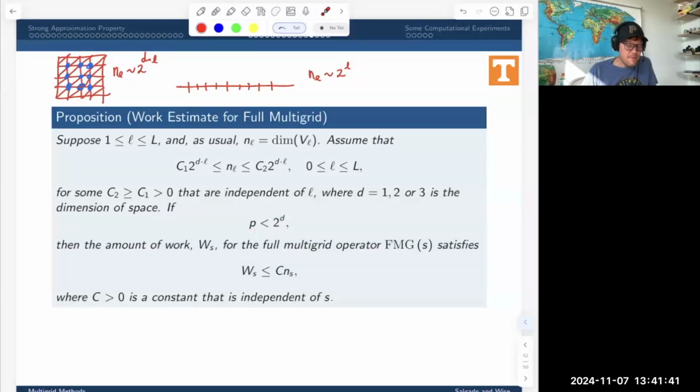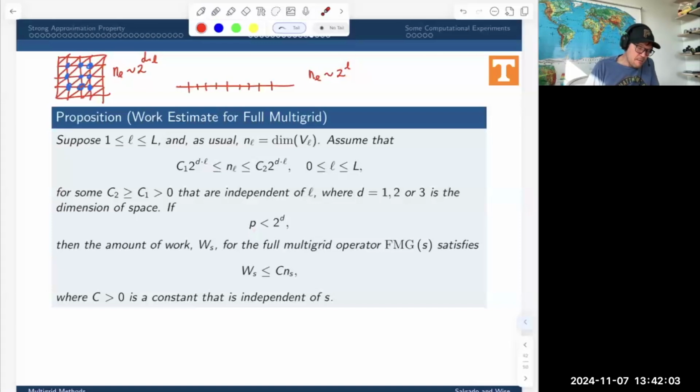So this means that the amount of work that we're going to calculate is going to be for P equals 1. And P equals 1 gives the V cycle. Otherwise, we can take P larger and these estimates that we're going to calculate hold. This is just some technical assumption, which I'll show you where we use as we're going along.